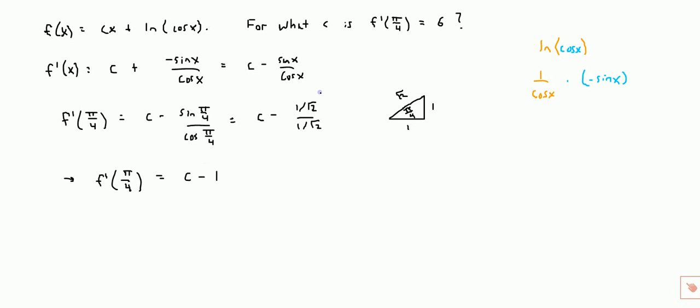Alright? And we need to find c so that f prime of pi over 4 is equal to 6. Okay? So if f prime of pi over 4 is equal to 6, then 6 is equal to c minus 1. Add 1 to both sides, and c is equal to 7. And that is the answer. C equals 7. So f of x equals 7x plus ln of cosine x. That means that f prime of pi over 4 is equal to 6.